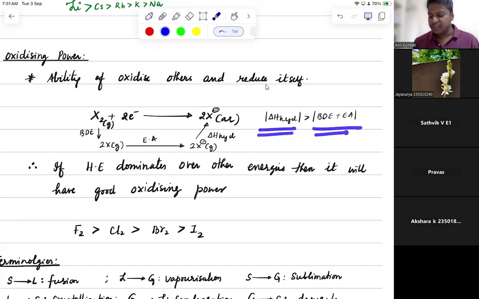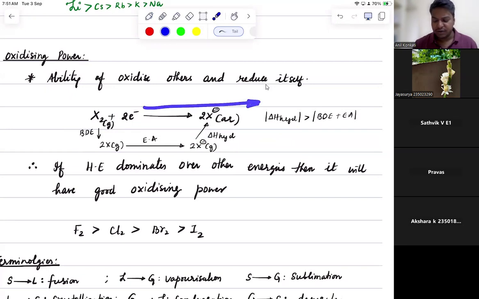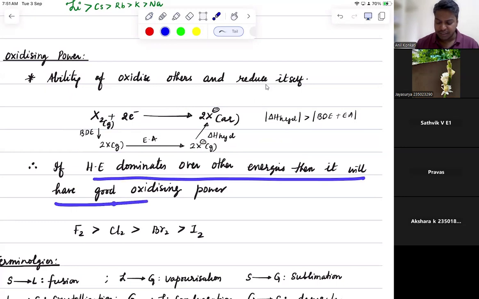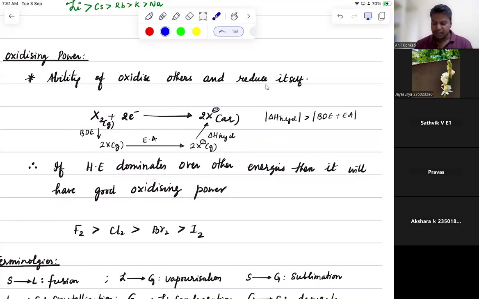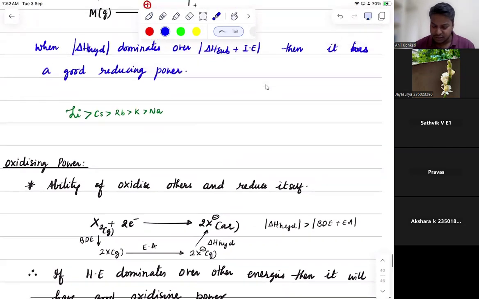And if hydration energy is greater than bond dissociation plus electron affinity, then it will go in the forward direction. So if hydration energy dominates over the other energies, then it becomes a good oxidizing agent. So F2, Cl2, Br2, and I2 are good oxidizing agents.